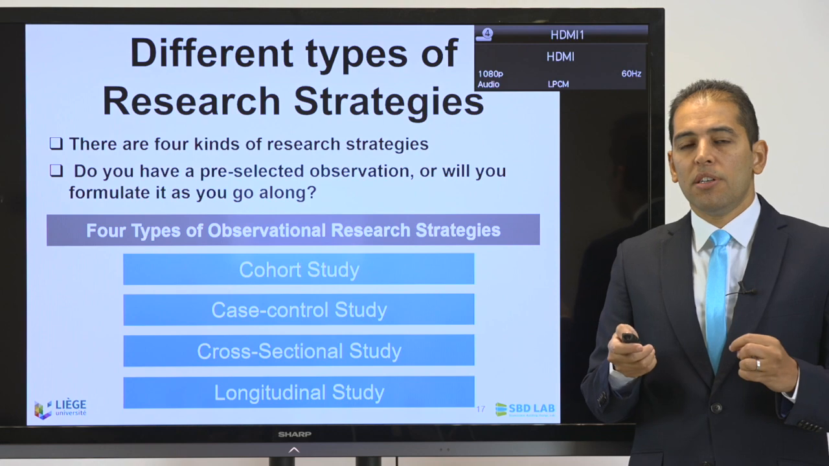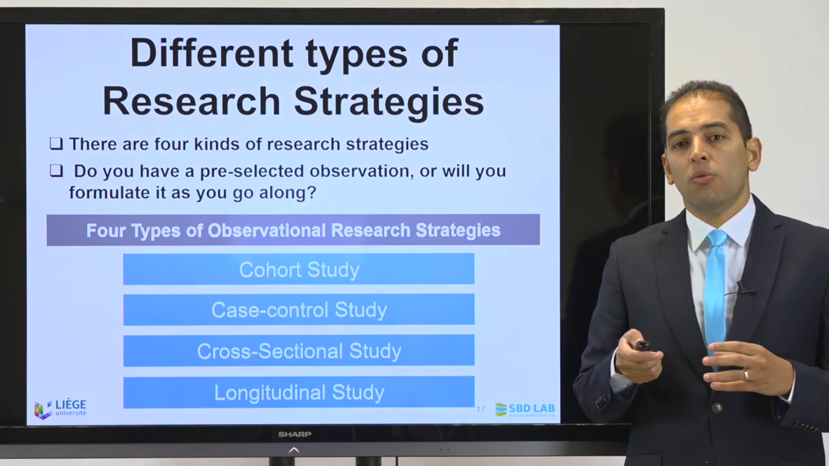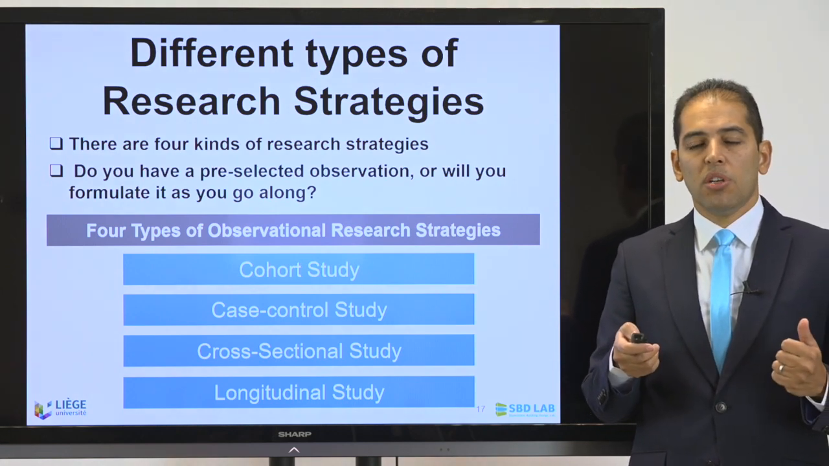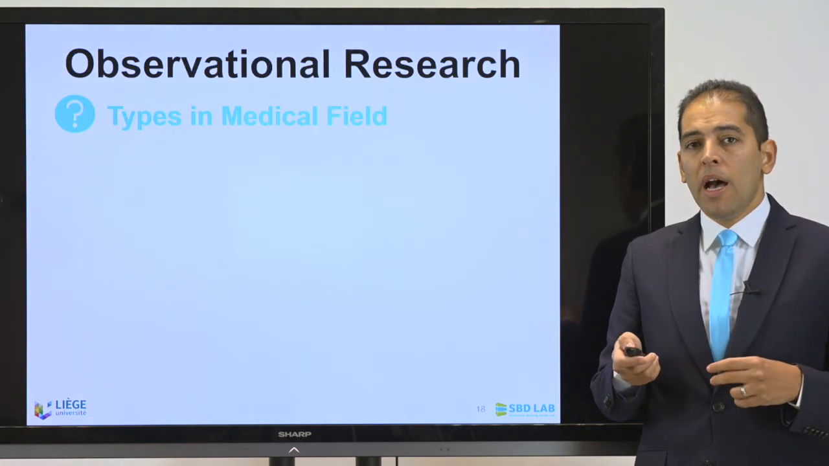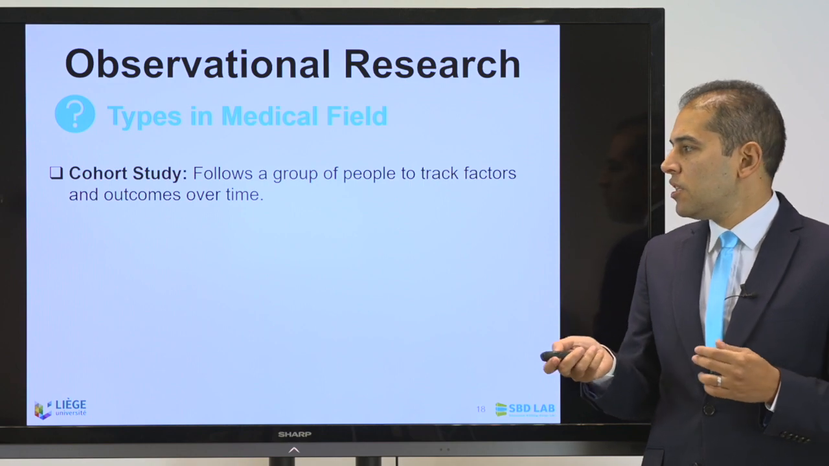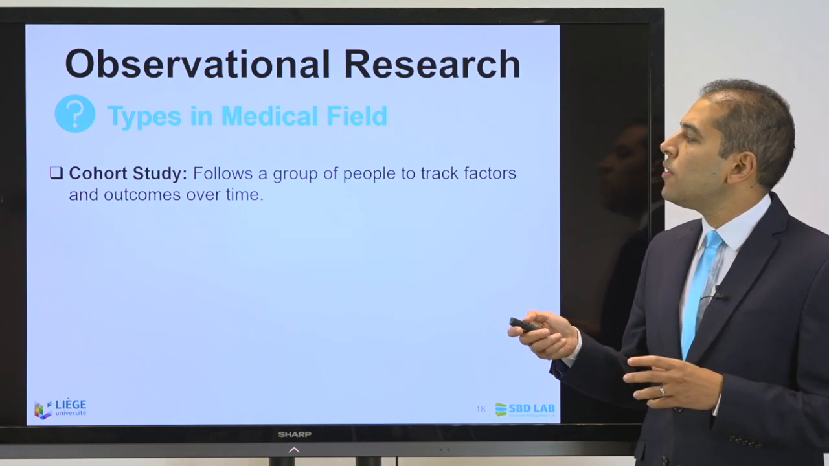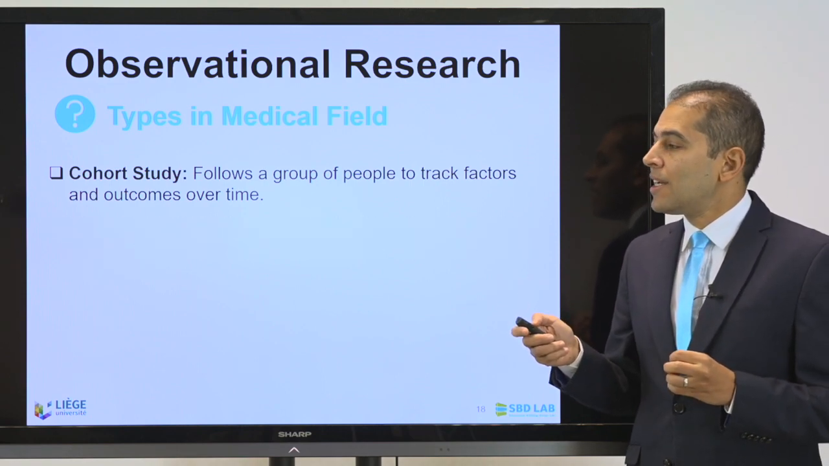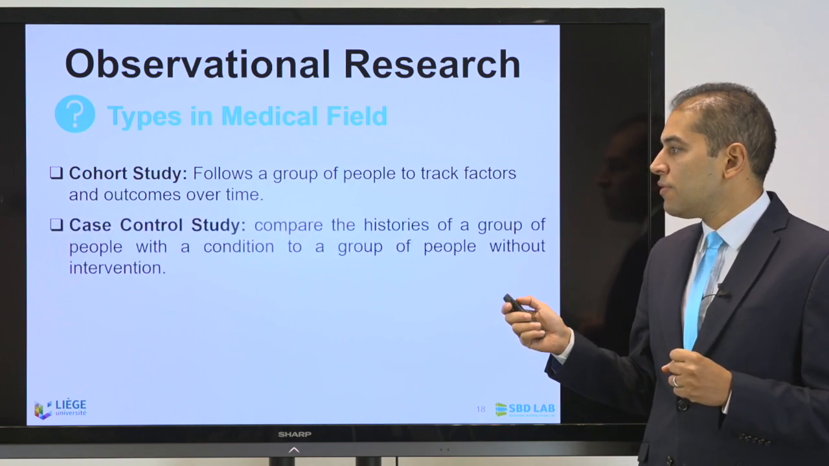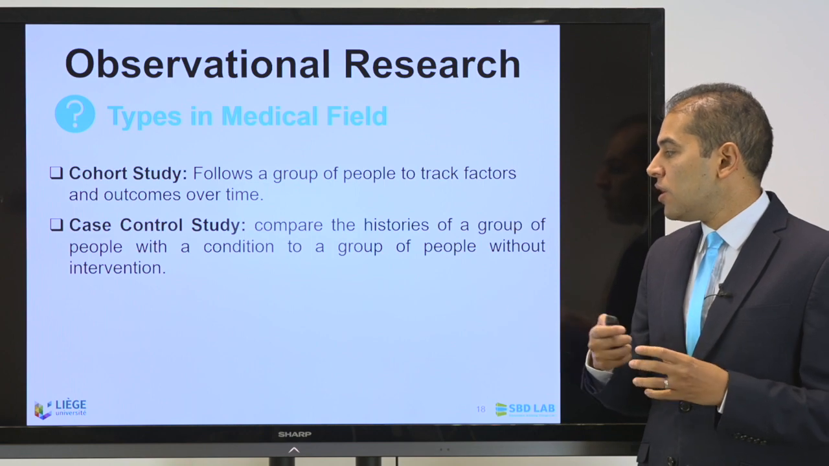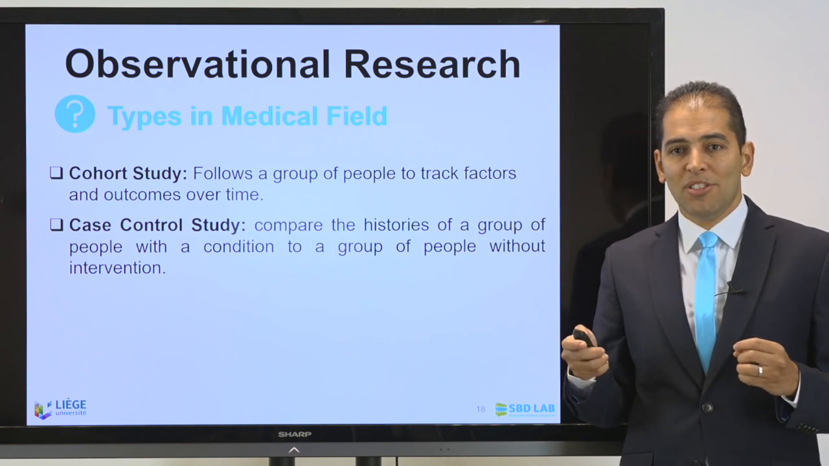As you can see here, what are those four research types? Cohort study, case control study, cross-sectional study, longitudinal study. And like I told you, they are used in the medical field. A cohort study follows a group of people to track factors and outcomes over time. A case control study compares the histories of a group of people with a condition to a group of people without the condition.